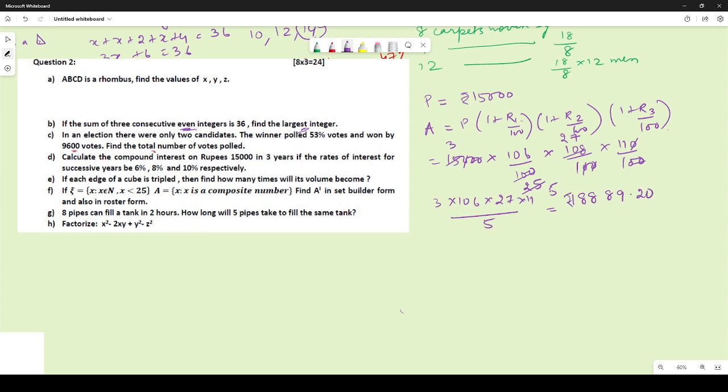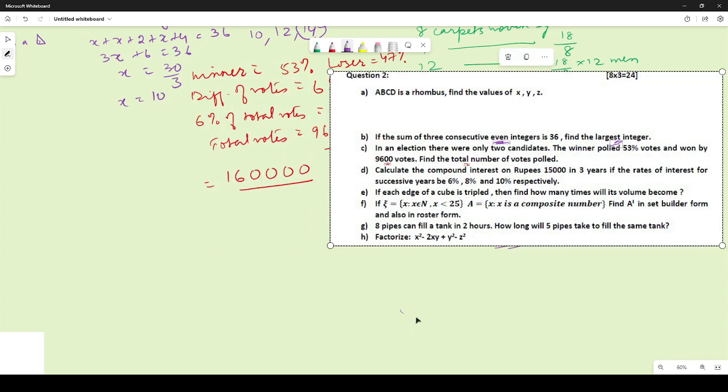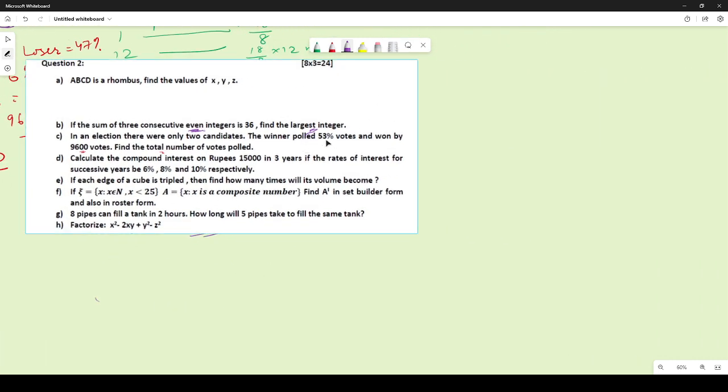18,889 rupees 20 paisa. Now remember, that is the amount. So for the interest, you will subtract this 15,000 from it. So the interest will be rupees 3,889 rupees 20 paisa. That will be your answer. Okay. Now let us move on to the next question.